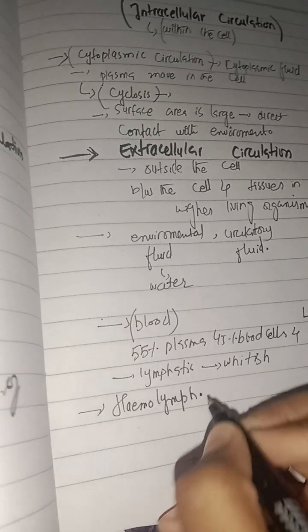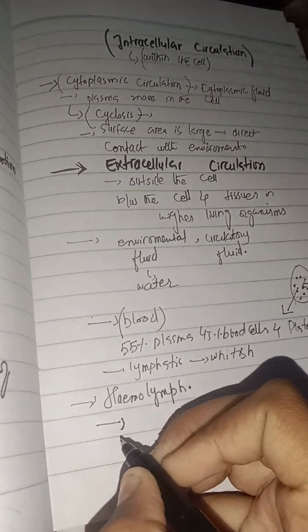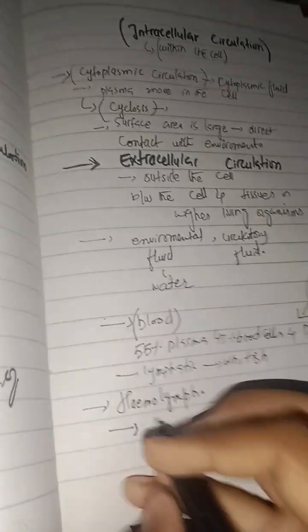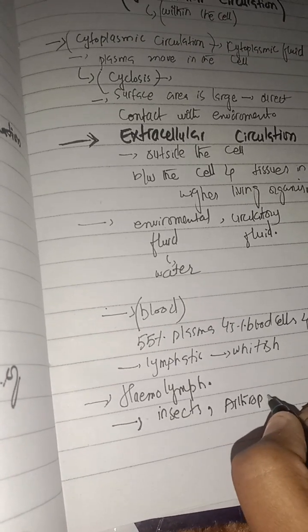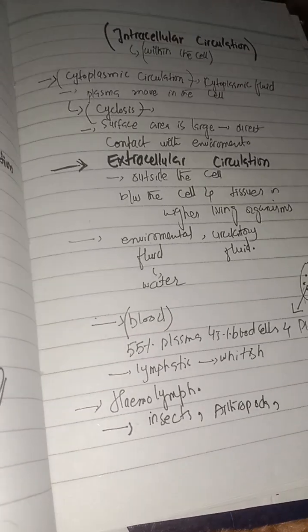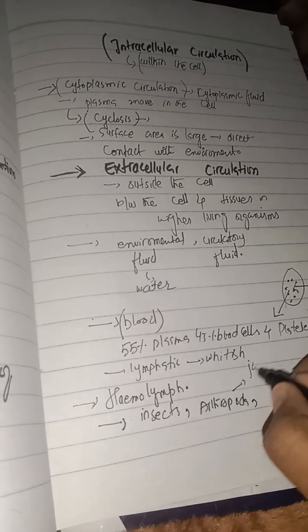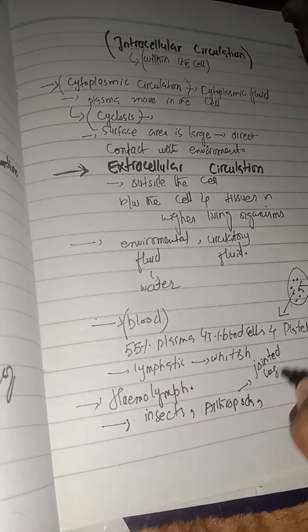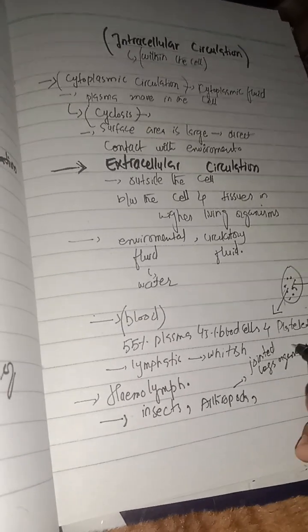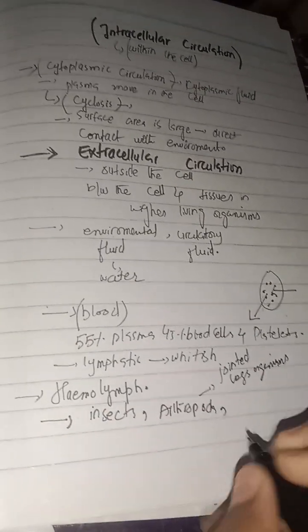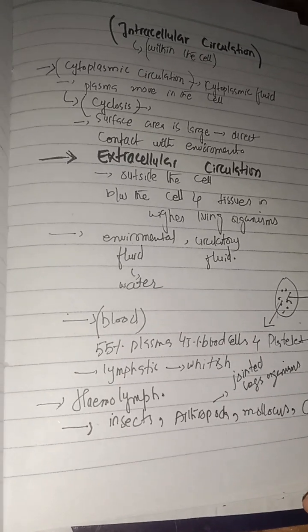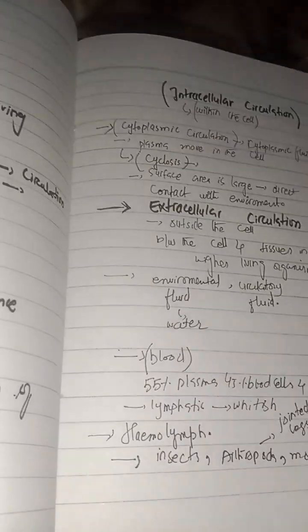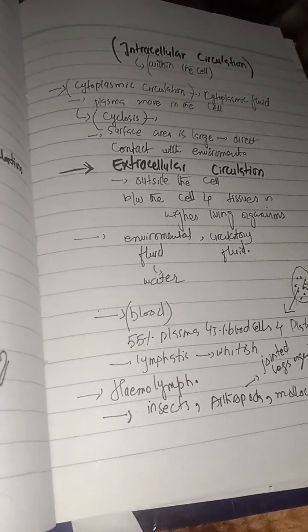So where is hemolymph present? It is present in arthropoda, molluscs, grasshoppers, mostly in insects. Arthropoda means jointed-legs organisms. Arthropoda, molluscs, and grasshoppers have hemolymph as their circulatory fluid.